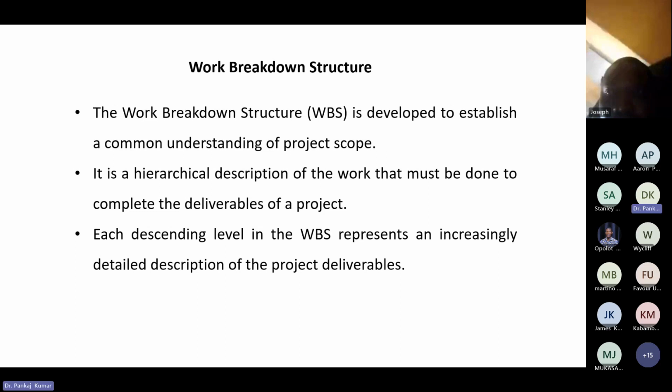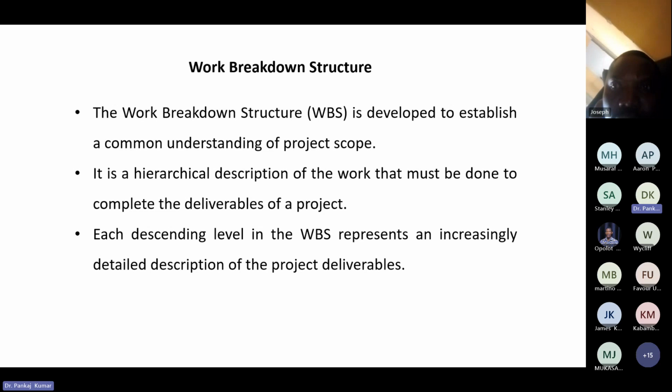The work breakdown structure is used as a foundation for project planning. It serves as a basis for creating schedules, assigning responsibilities, estimating resources, and developing budgets. Each work breakdown structure element can be associated with specific project tasks and activities.